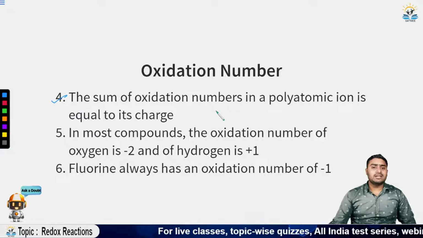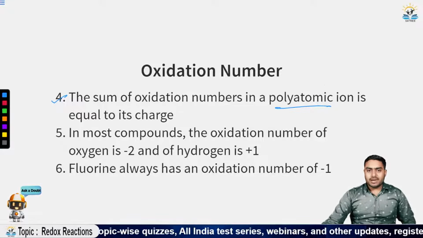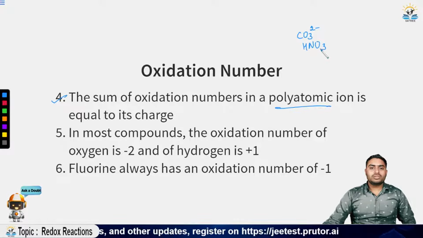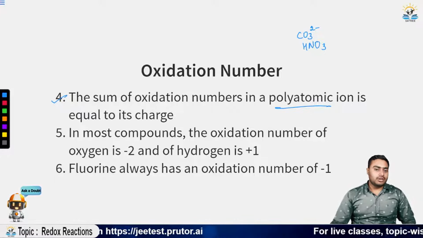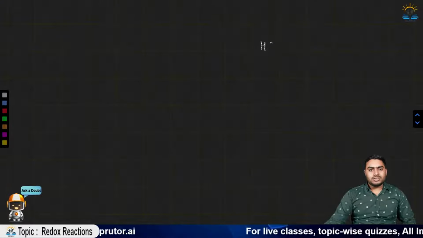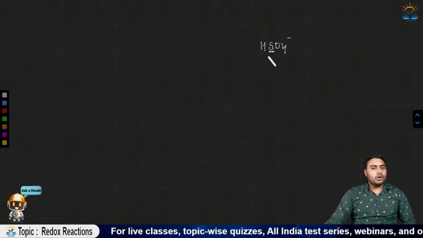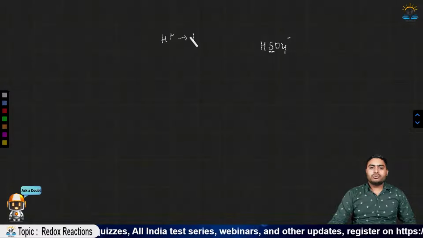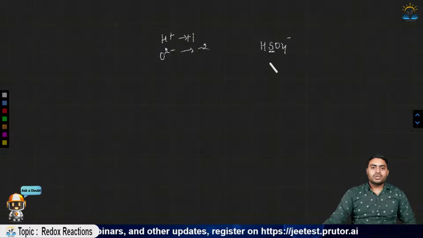Rule number 4 says that the sum of oxidation numbers in a polyatomic ion is equal to its charge. Suppose I am writing CO3 2 negative. Suppose I am writing HNO3. This is polyatomic, but it's not an ion. So let's write HSO4 negative. You have to find again the oxidation number of sulfur. The oxidation number of hydrogen, I already told you, is +1, H positive ion, and for oxygen, O2 negative, it is -2. Let's put the values.